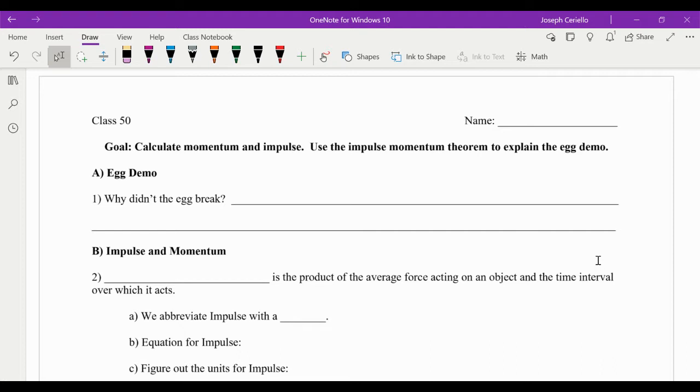So we started class by throwing an egg at a bed sheet, and the question is, why doesn't the egg break when thrown at the bed sheet? So just jot down your ideas there. We'll kind of get into it during this class.